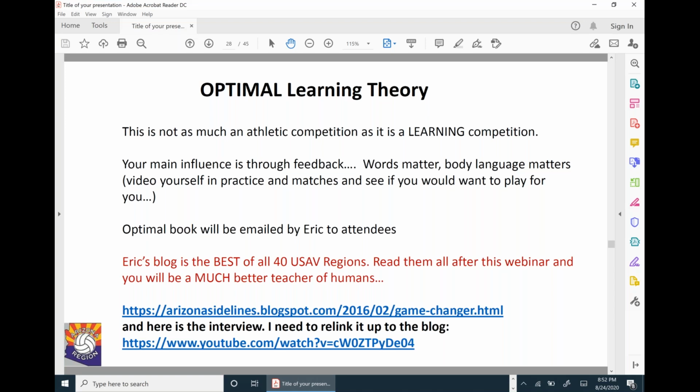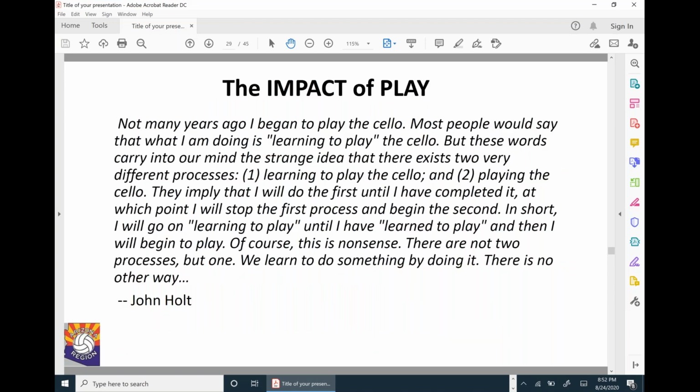I love John Holt. He teaches the motor learning skill of music. And in one case, he learned to play the cello, and he had this awesome statement for me: I'm going to learn to play until I've learned to play, and then I'll begin to play. And as he says, it's nonsense. You learn something by doing it. There is no other way. So John Holt quotes or share how music fits what volleyball players could be doing.